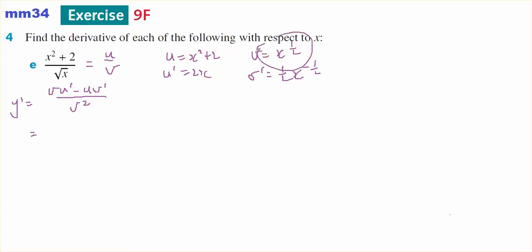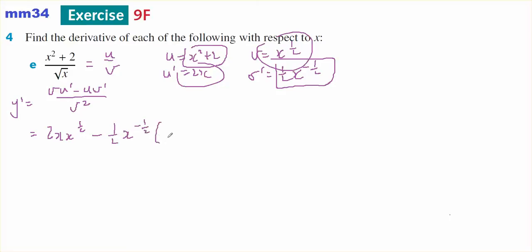I always start with v. So I'm going to have this one times this one. So I'll write 2x times x to the half, minus that times that. So a half x to the negative a half times x squared plus 2, all over x, because the square root of x squared gives me x.